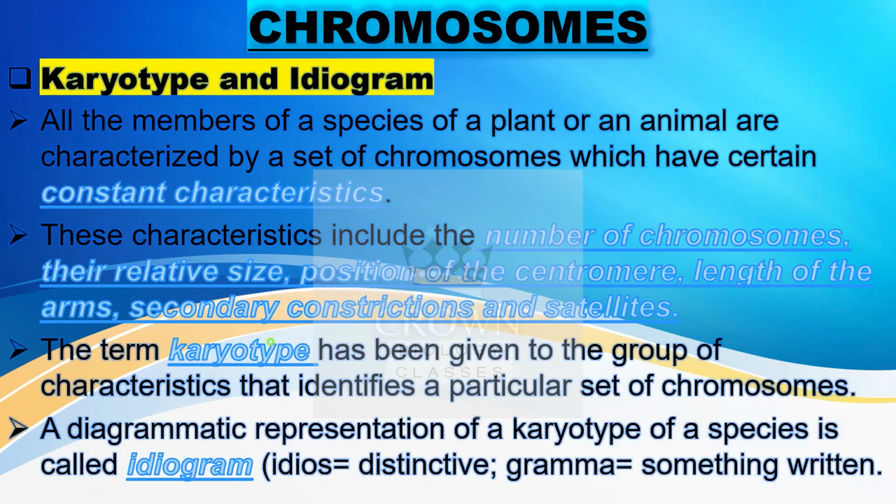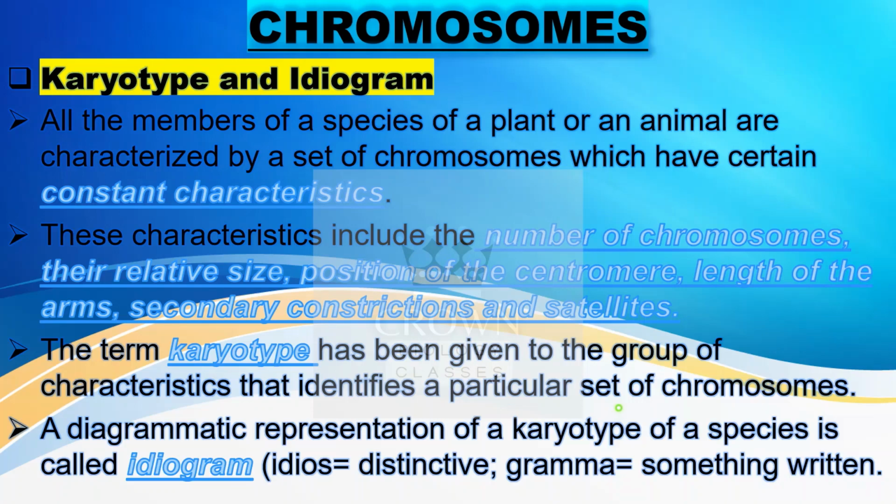Now I will be defining the term karyotype. So the term karyotype has been given to the group of characteristics that identifies a particular set of chromosomes. The characteristics that I have mentioned just now will be identifying a particular set of chromosomes. And a karyotype is the preparation of the complete set of metaphase chromosomes in the cells of a species or in an individual organism. And those metaphase chromosomes are sorted by length, centromere location, and other features.